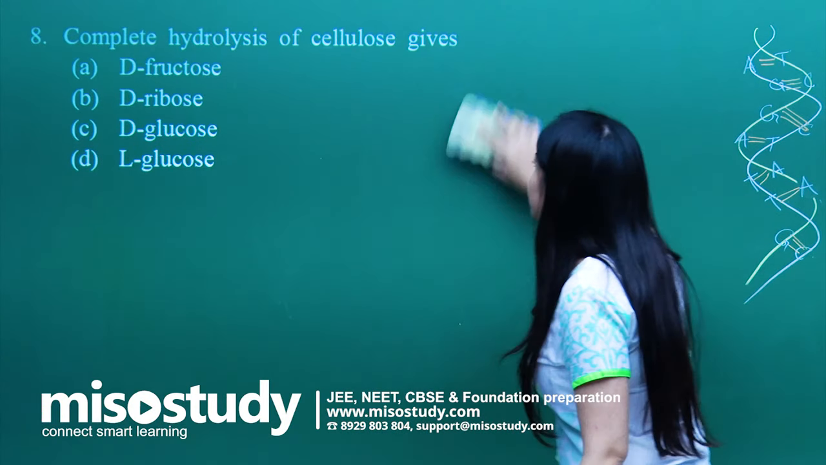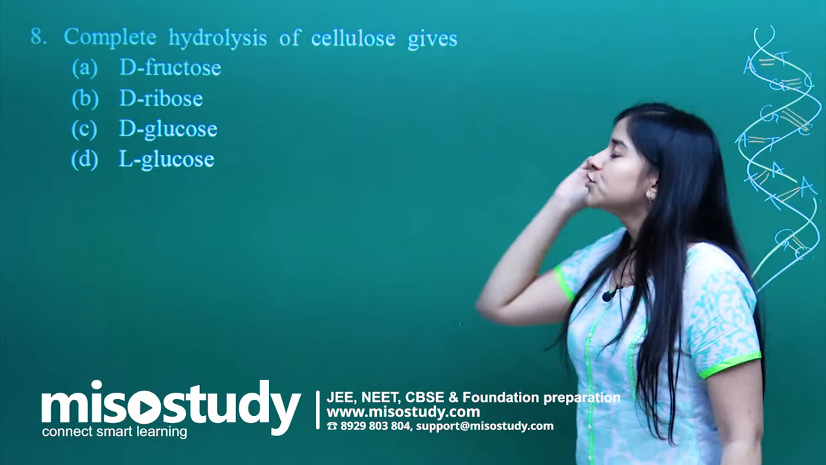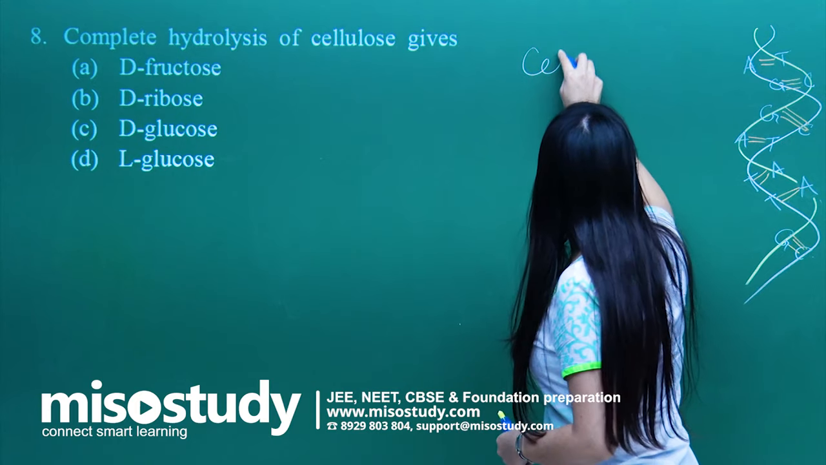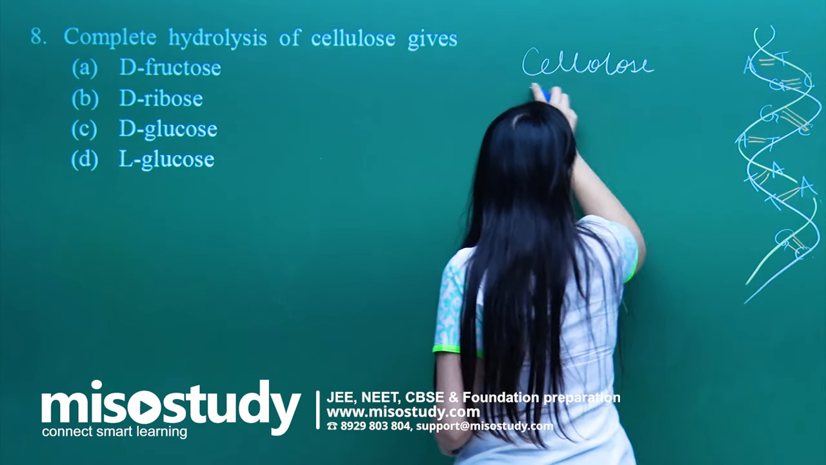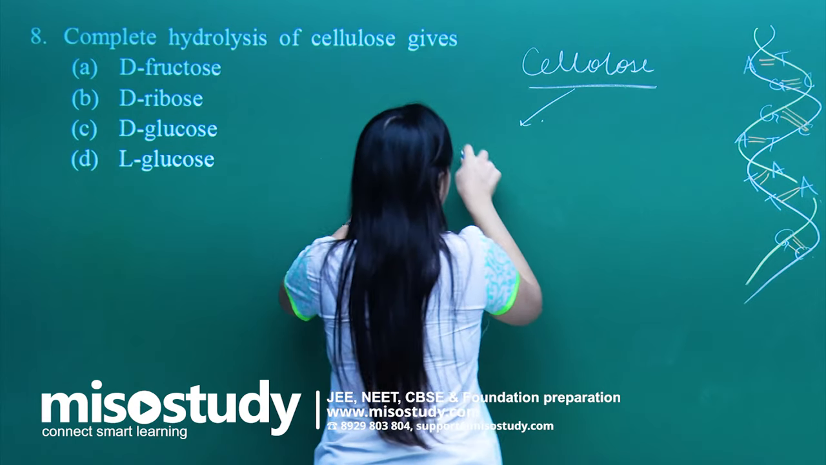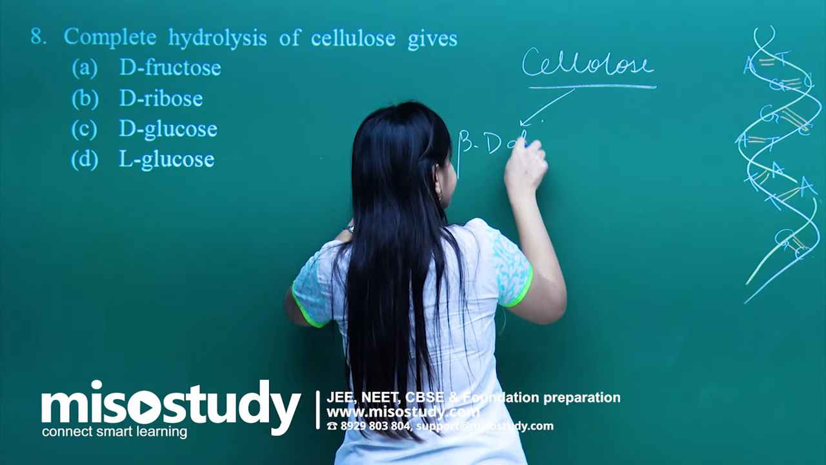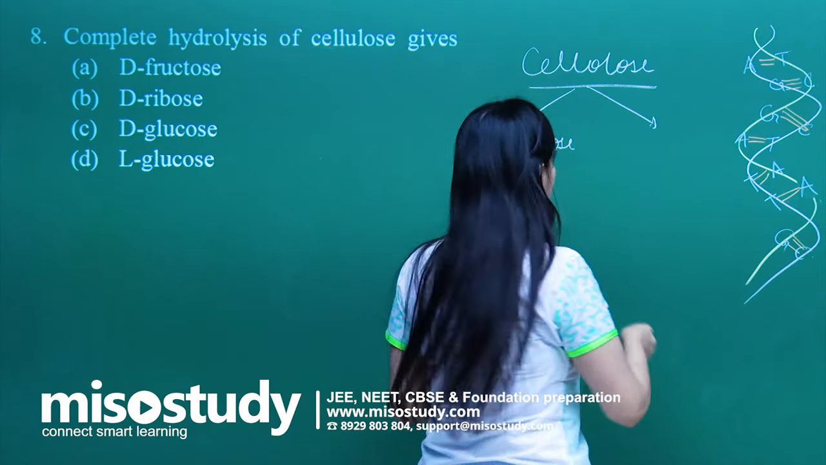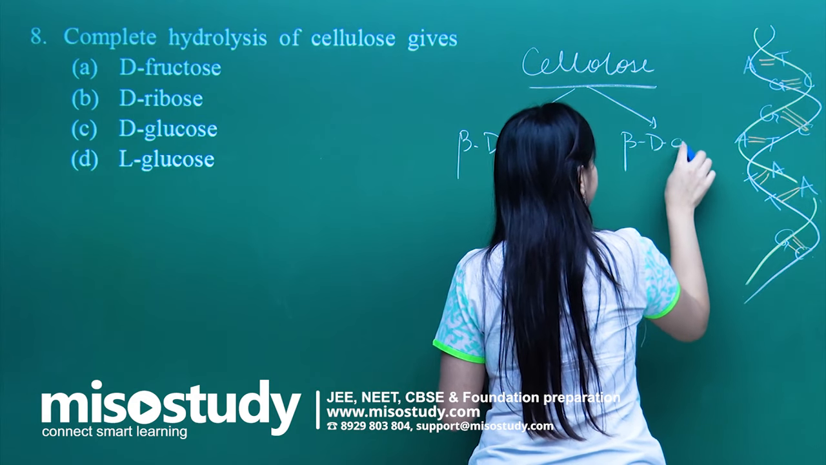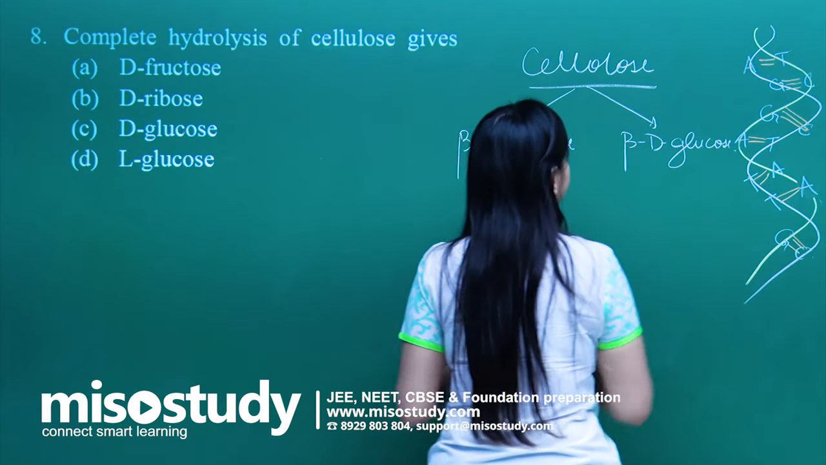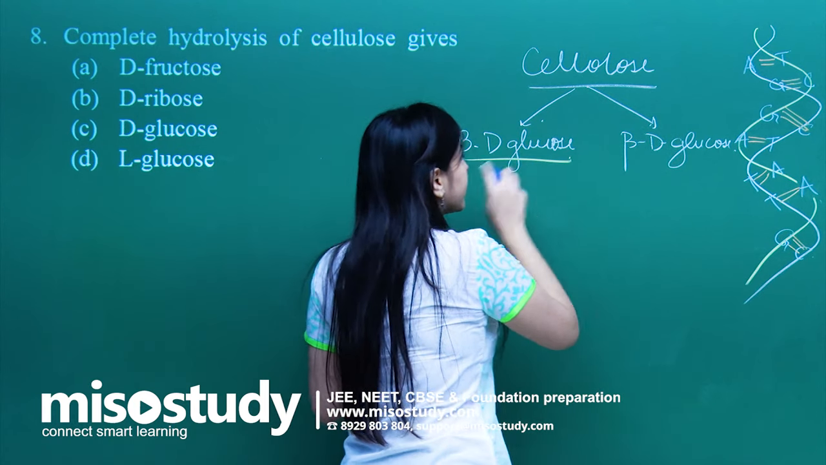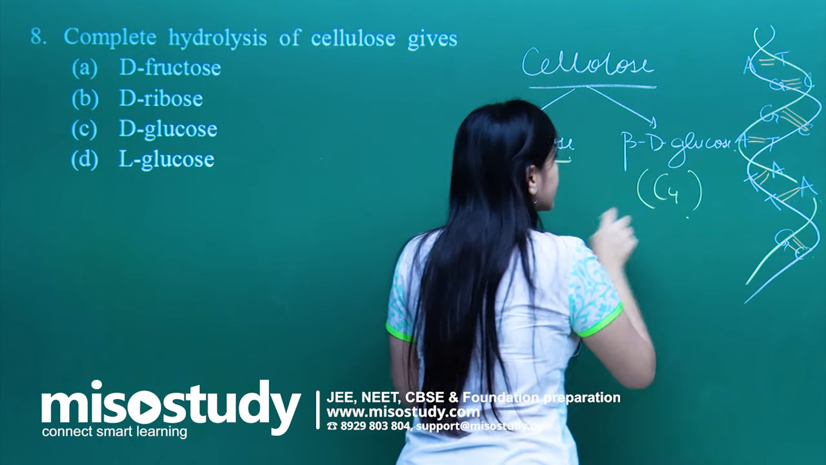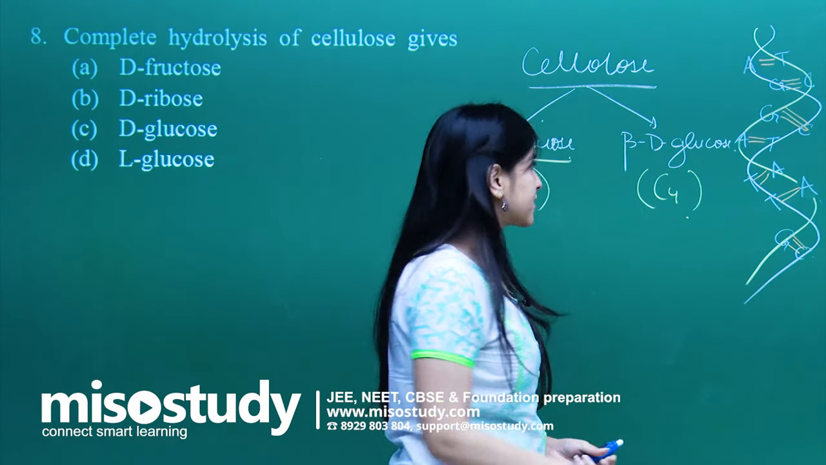Complete hydrolysis of cellulose gives. So remember the structure of cellulose? What does it actually contain? Cellulose has a beta-D-glucose connected to again a beta-D-glucose. One beta-D-glucose is connected via carbon 1 and the other via carbon 4, and that is how the connection is made.